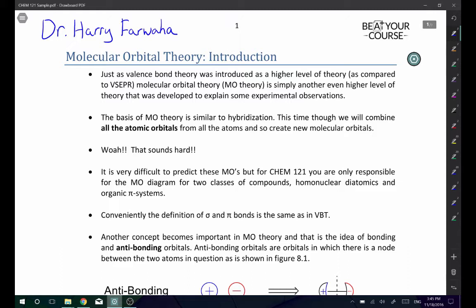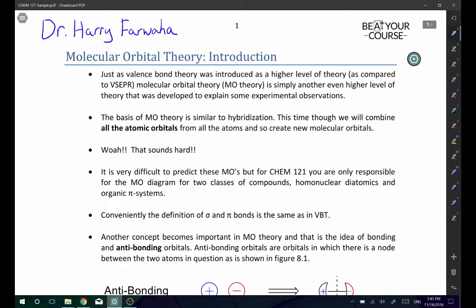So what is molecular orbital theory? Well, just like valence bond theory introduced a higher level of theory than, say, VSEPR, molecular orbital theory is a more sophisticated and more accurate way to describe the electronic structure of molecules, and it ties in very nicely to some experimental observations that we see, which we will talk about later.